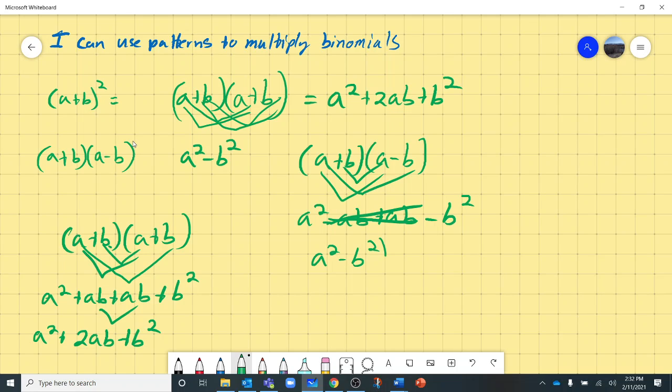This is actually called a difference of squares because it's a difference between two squares. So anytime you're writing a difference of squares, so if you're given a square number and subtracting another square number, you can write it as the first number plus the second number times the first number minus the second number. And again, I will go through some of these examples.